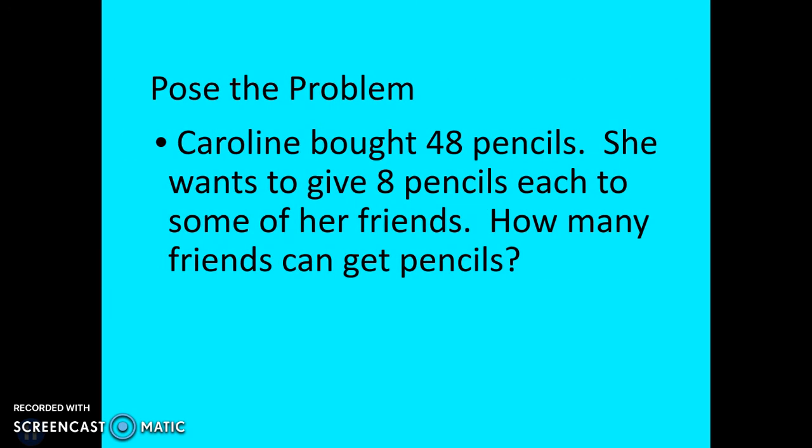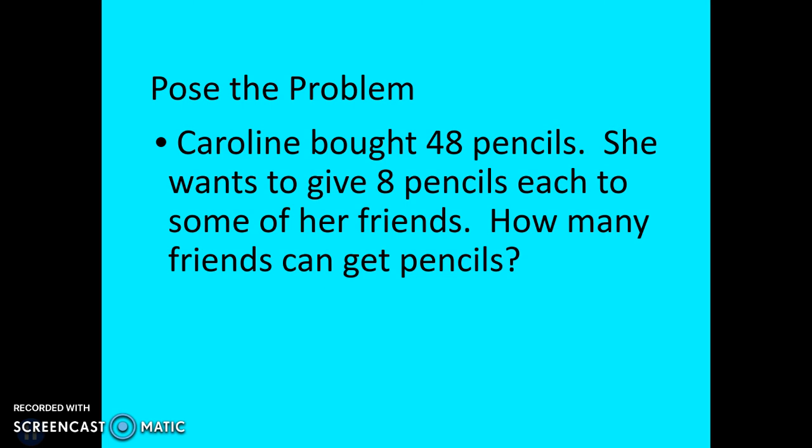So today our problem is Caroline bought 48 pencils. She wants to give 8 pencils each to some of her friends. How many friends can get pencils? So I want you to think about how many friends could get pencils.